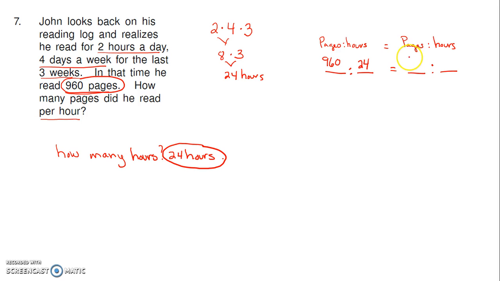I'm wondering how many pages did he read per hour? Well, what does per hour mean? Per hour means how many pages did he read in 1 hour, in just 1 hour. So that's the question. How many pages did he read in just 1 hour? So I look at the information I know about. Oh, I know about the hours. Well, how do I get from 24 to 1? 24 divided by 24 is 1. Therefore, what would I do with the 960 to figure out my number of pages? Oh, I take my 960 and divide by 24, and that will give me how many pages per hour.